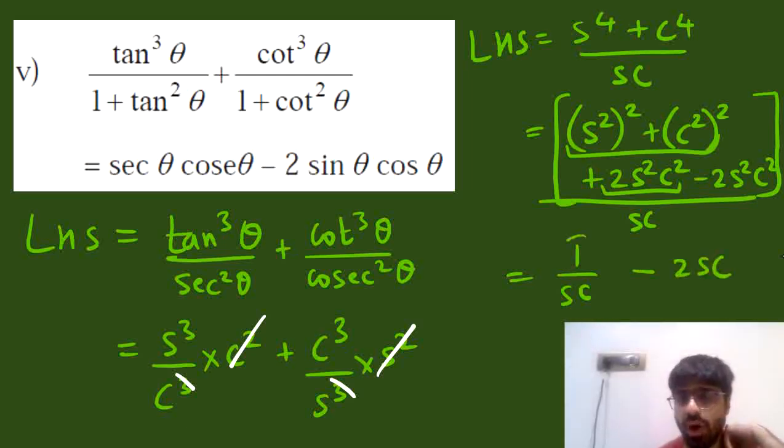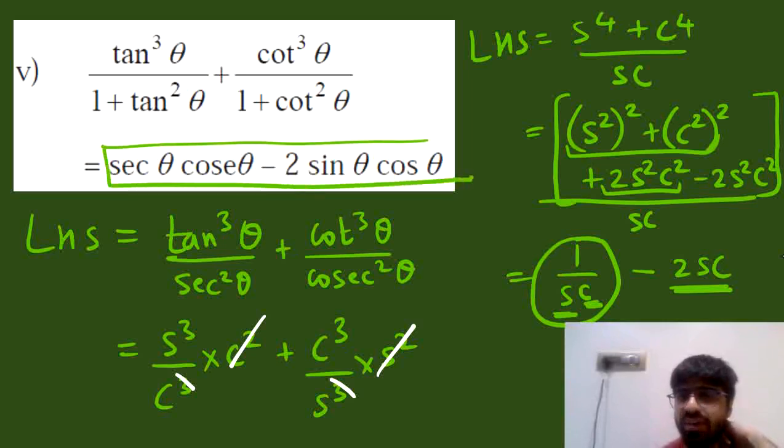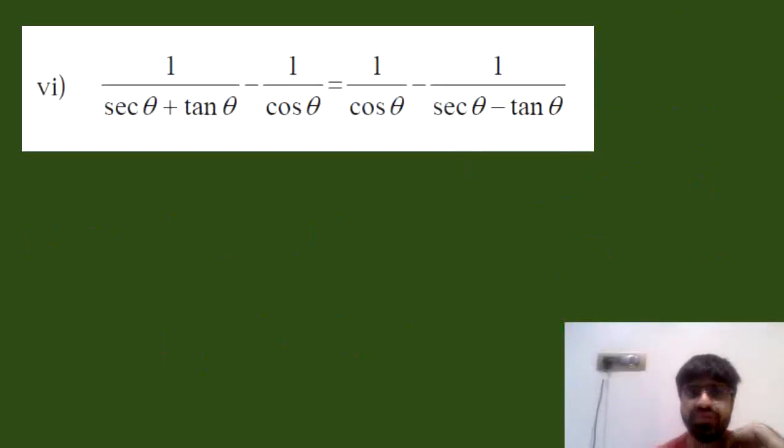The first term, 1 upon sine theta becomes cosec theta, and 1 upon cos theta becomes sec theta. So the final value for the expression will be sec theta cosec theta minus 2 sine theta cos theta, which is exactly what you have on the right hand side. Okay, so that's the answer for your fifth question, or that's the solution for your fifth question.